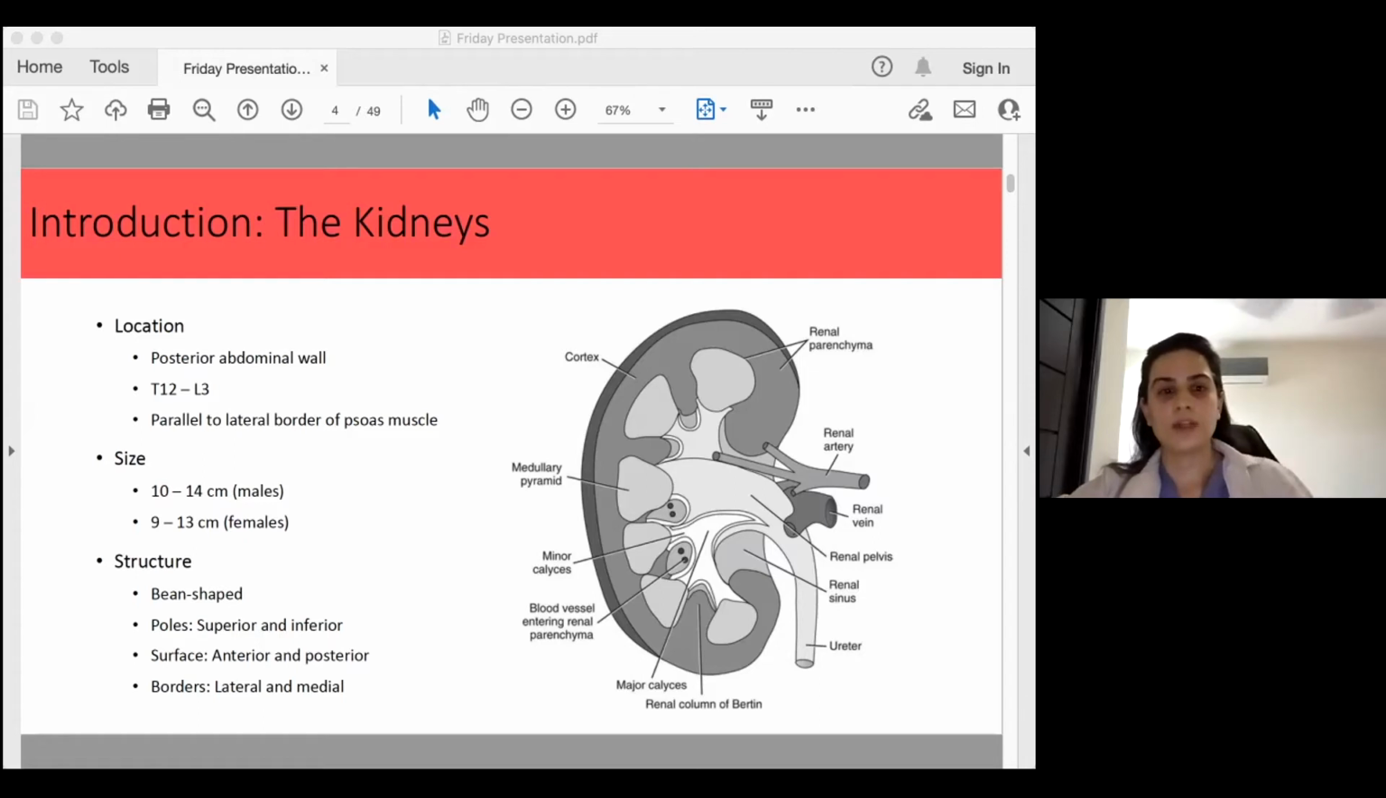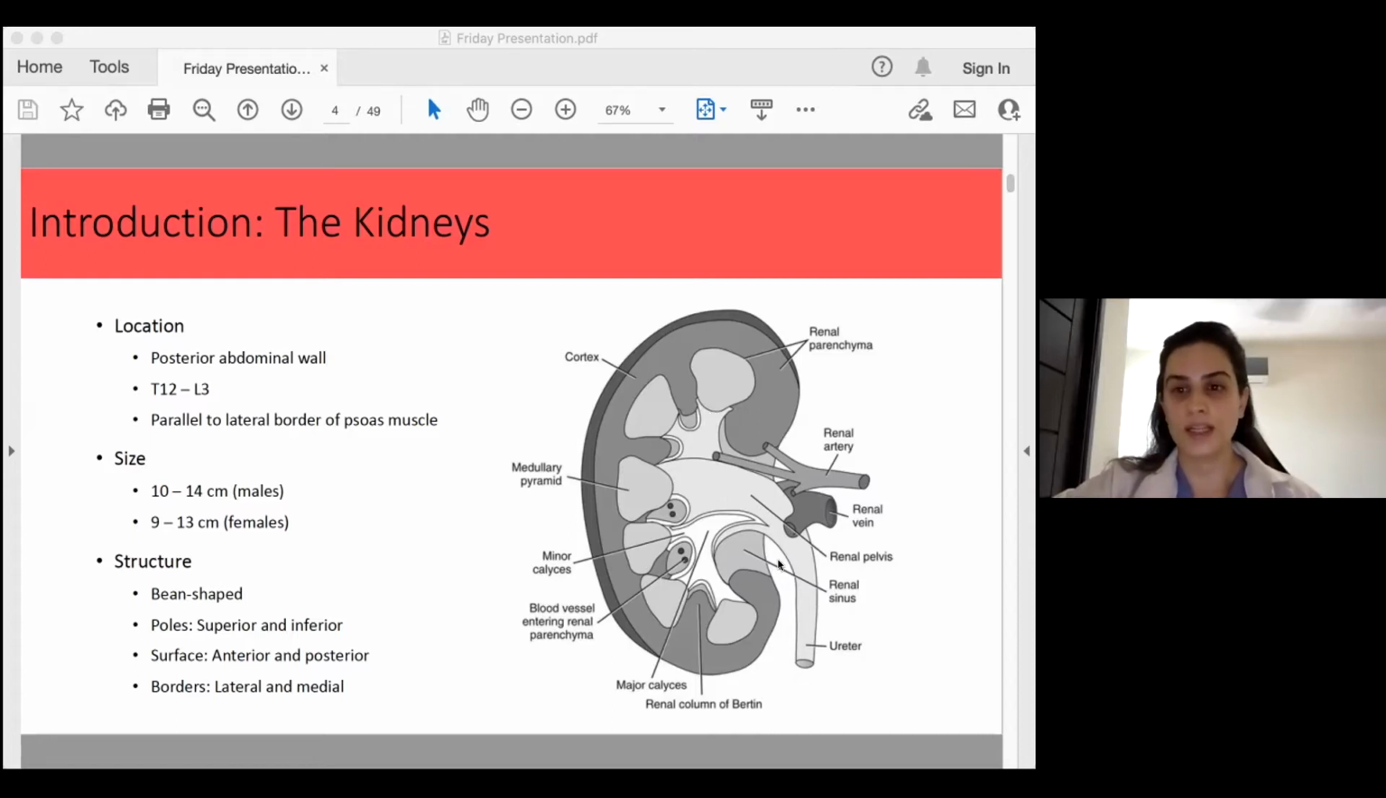Just as a reminder of its anatomical structure, we have the kidneys here that have a cortex. They have a renal parenchyma. We have these medullary pyramids. When blood gets filtered and the urine is formed, that filtrate drains into these minor calyces, which then combine to form these major calyces. These major calyces form the pelvis. From here, that filtrate is then passed on to the ureter.